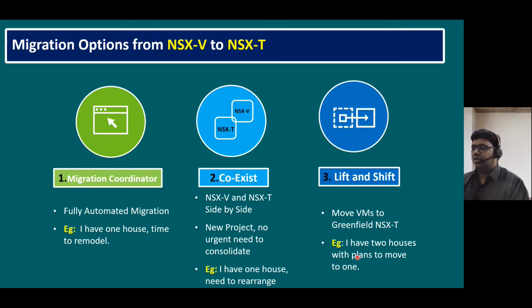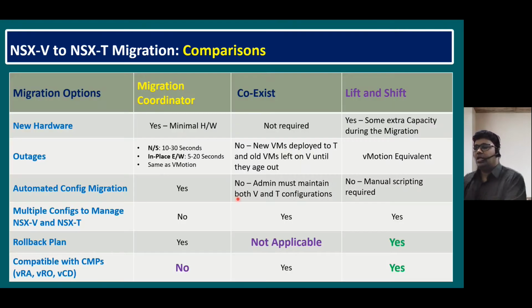Okay, so here the example is, I have two houses with plans to move to one house. That means removing the old house and keeping the new house. Okay, and let me elaborate on these migration options in the following slide. See, this is a high level comparison of migration options: migration coordinator, coexist and lift and shift.